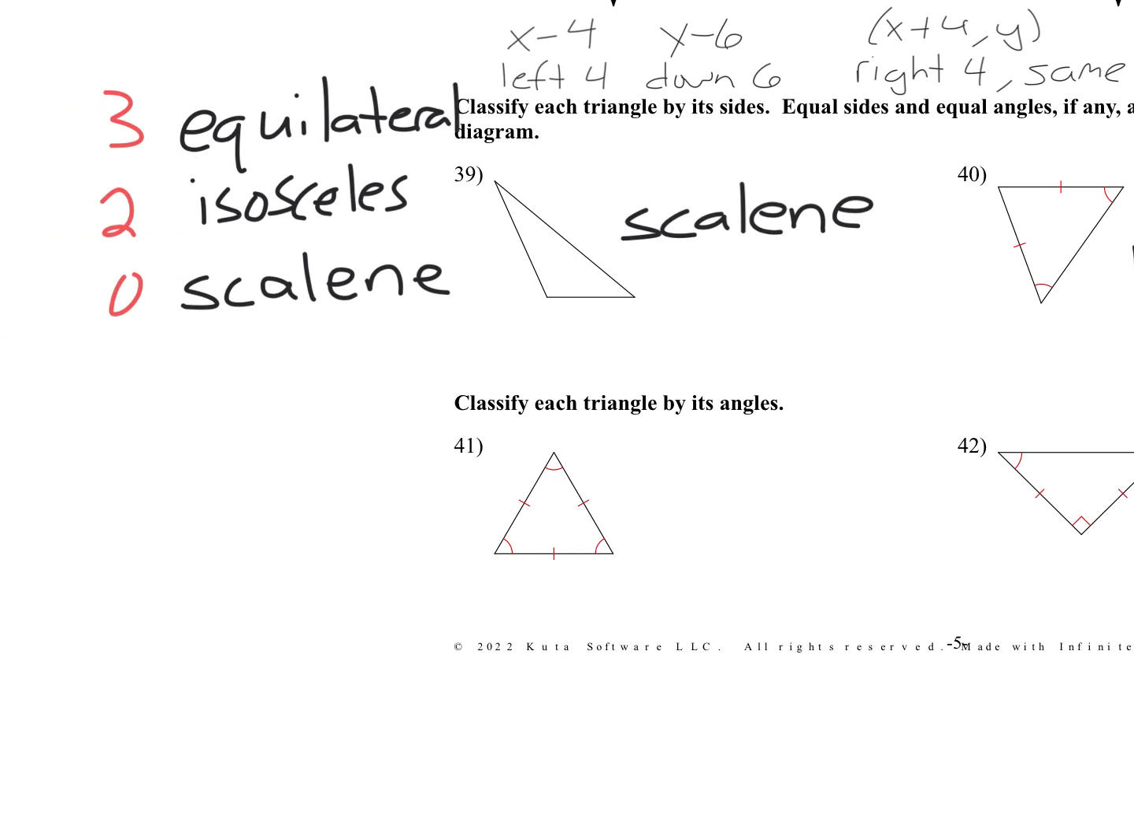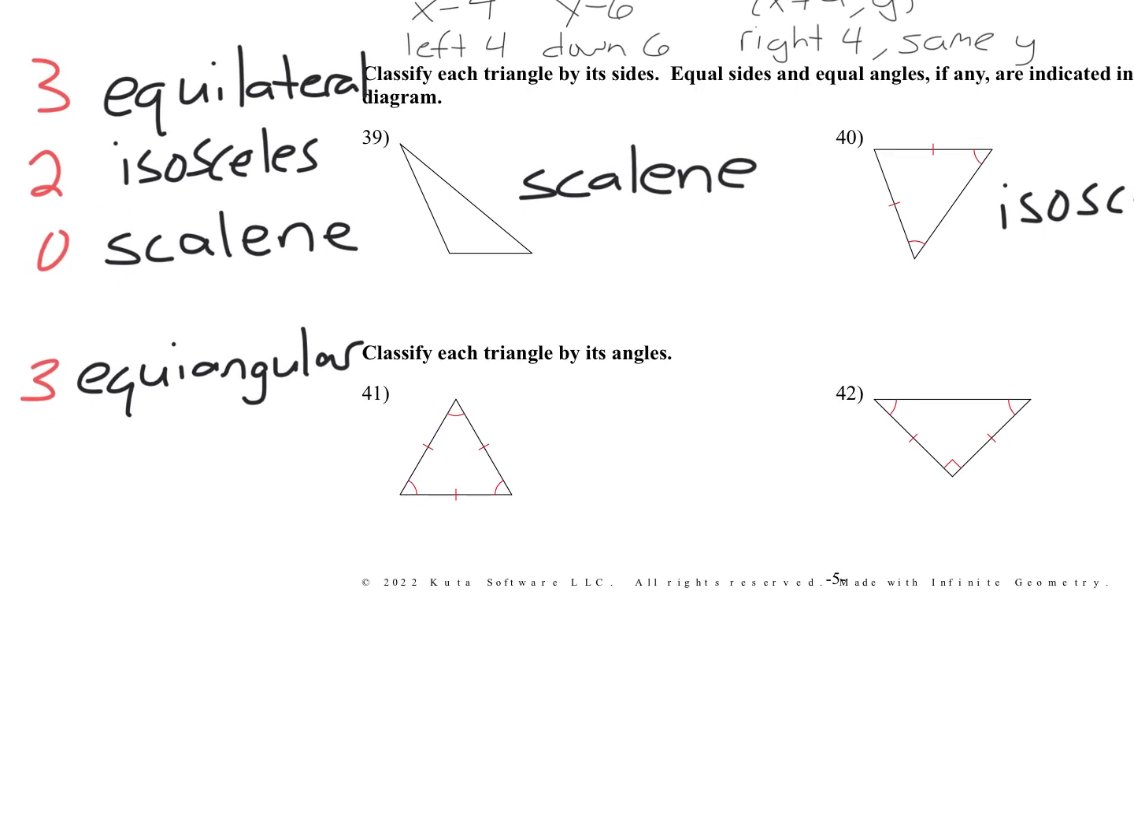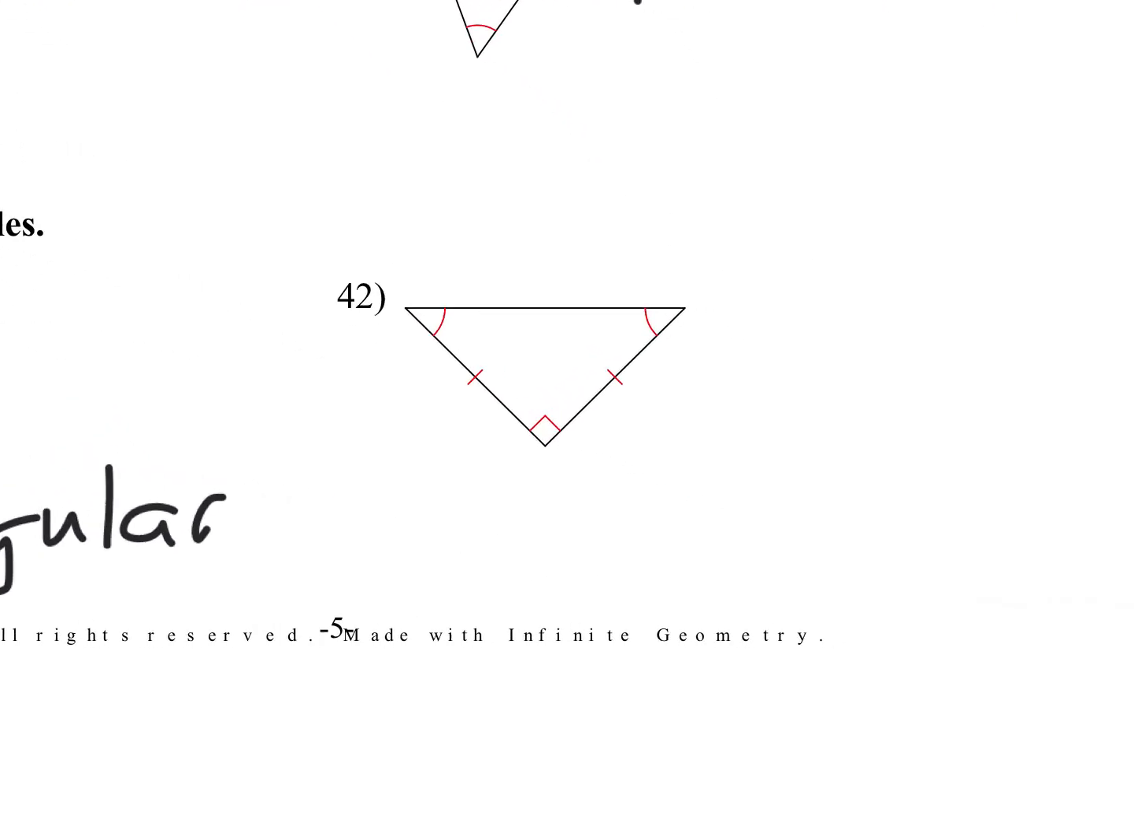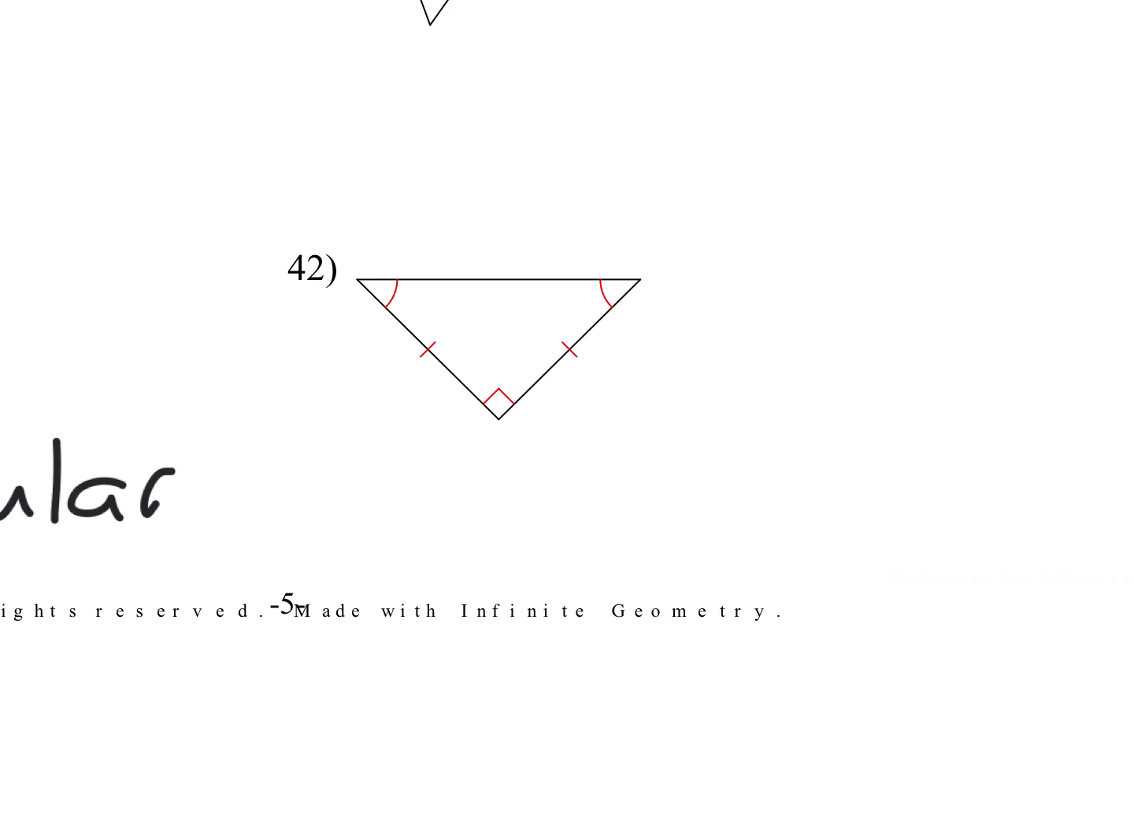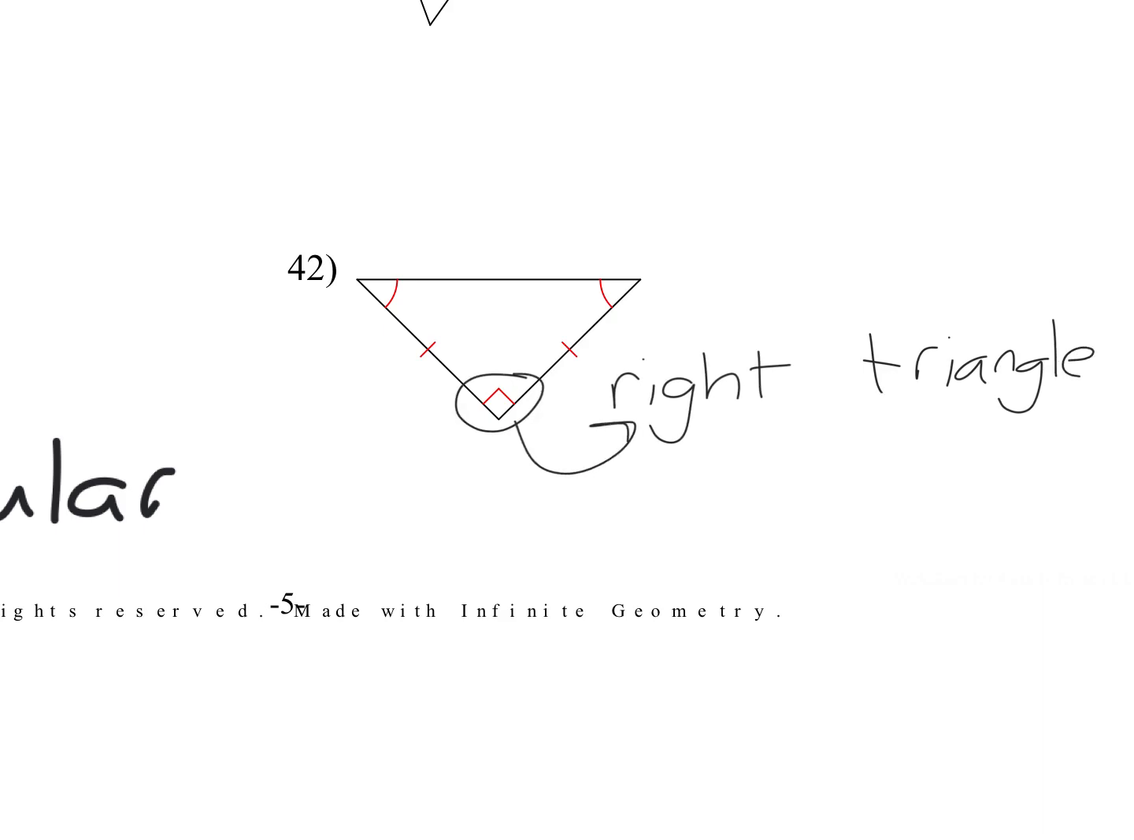If we have 3 angles that are the same, do you remember the word for that? Equiangular, good. And then, let's talk about 41, what's our answer? Equiangular, because all 3 angles are the same. 42, what kind of angle do we have in there? 90. So what's that triangle if you have a 90-degree angle? Right triangle. So automatically, if you have a right angle, you are going to have a right triangle.